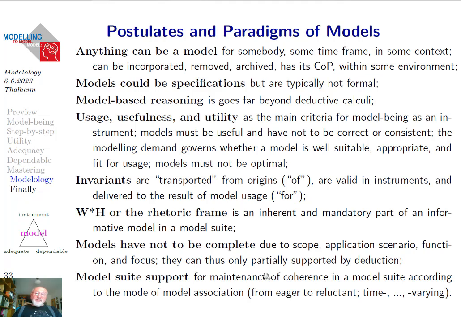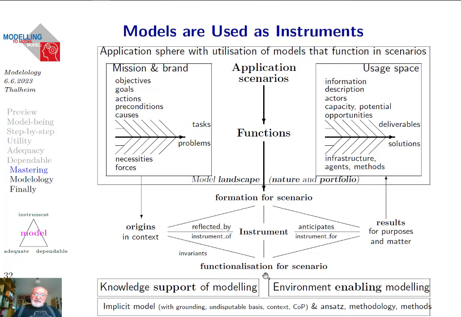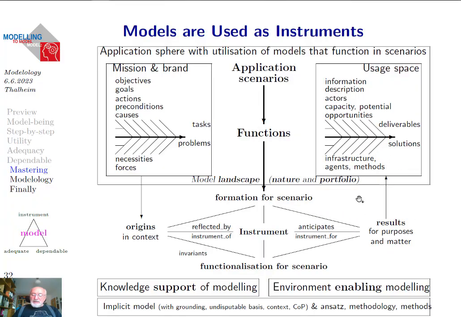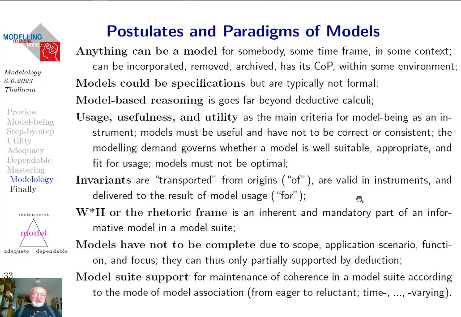We can start with a number of postulates and paradigms for modelology. I claim anything can be a model, but must not be a model. Models could use specifications or could be specifications. We need some kind of model-based utility, usage, and especially model-based reasoning. A model should be useful, should have a utility. We might have invariants that are transported from the origins to the results. In this case, you should handle these invariants as well.